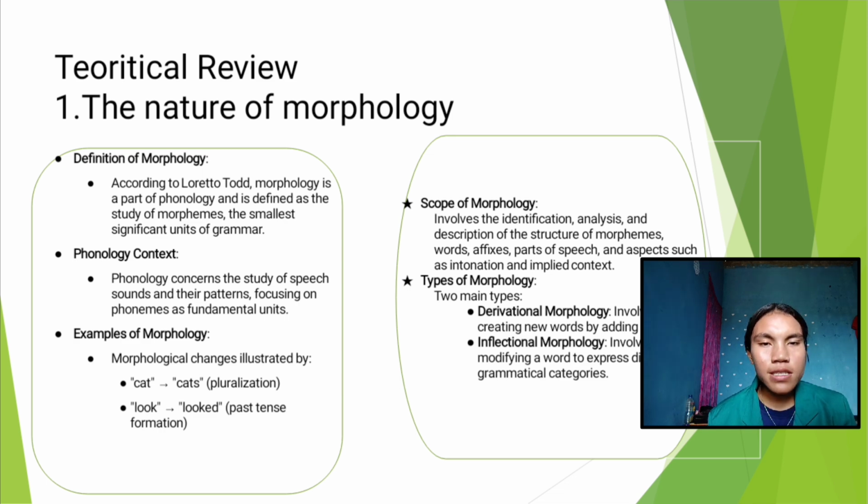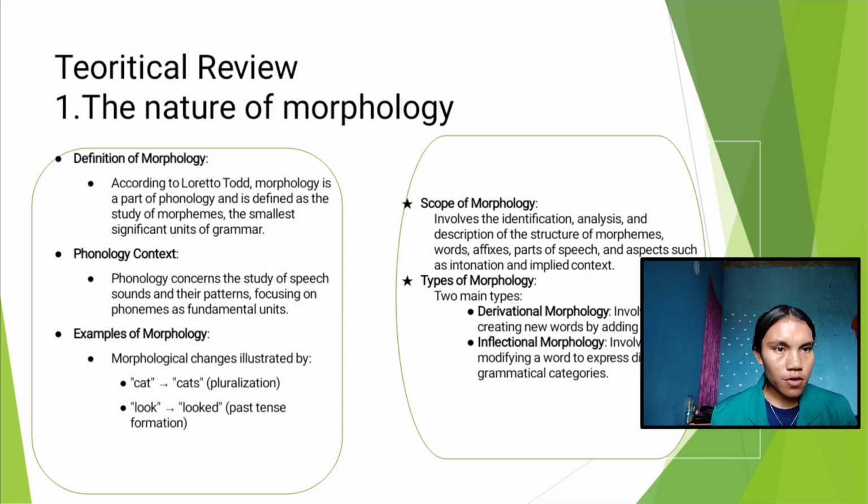Example of morphology. Morphological change is illustrated by, for example, cat to cats, it's a pluralization, and look to looked, it's a past tense formation. Scope of morphology involves the identification, analysis, and description of the structure of morphemes, word affixes, parts of speech, and aspects such as intonation and implied context.